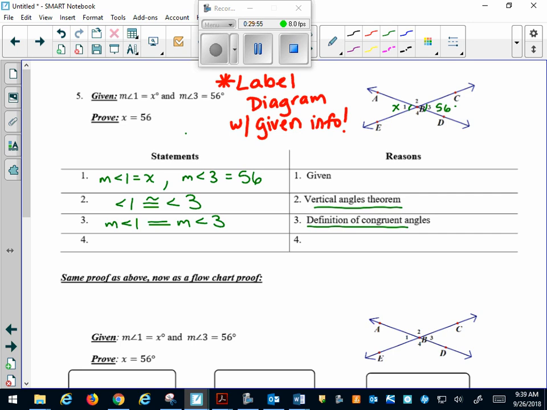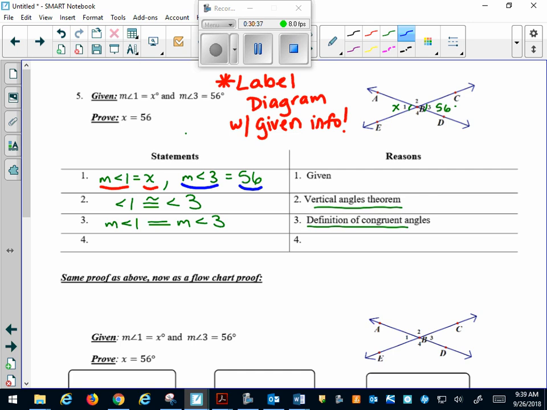All right, well now we have that the measure of angle 1 equals the measure of angle 3. And if you look at the given, we can see that the measure of angle 1 equals x. And we can see that the measure of angle 3 equals 56. That means if they're equal, by substitution property, wherever there's a measure of angle 1, we could replace it with an x. That's my little sound effect for substitution property. Take one out, put one in, just replace them.